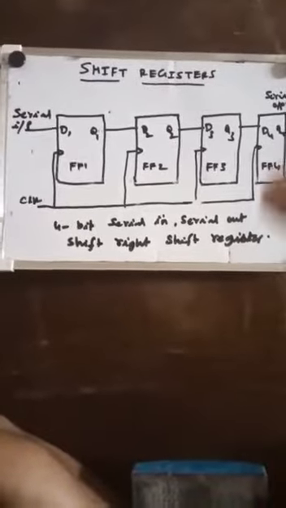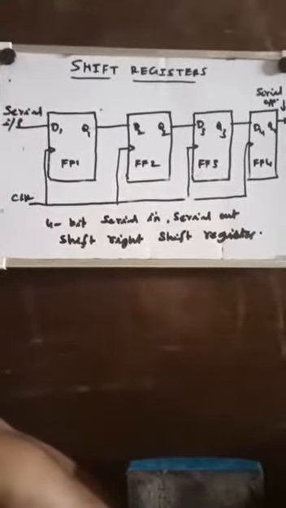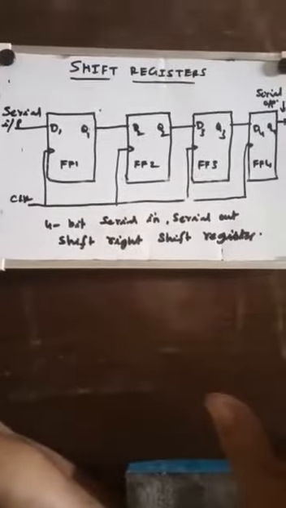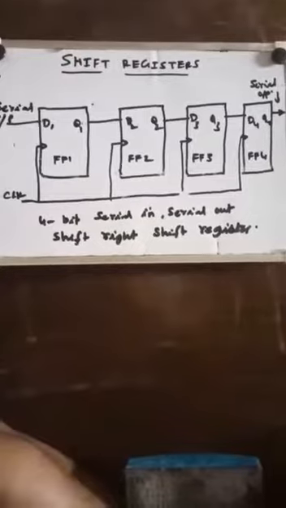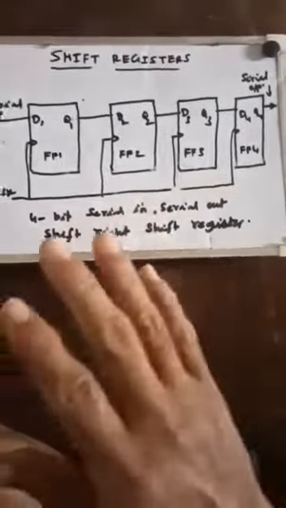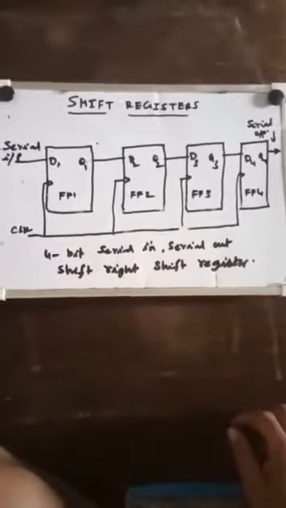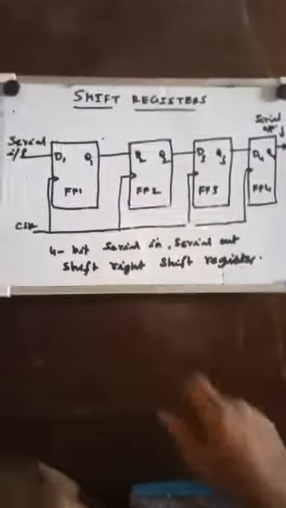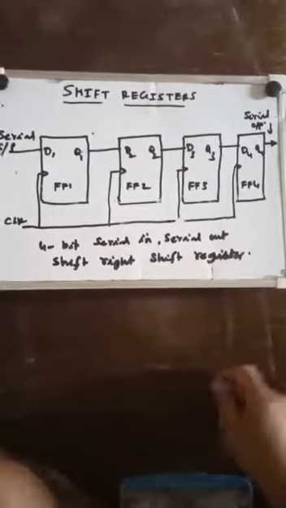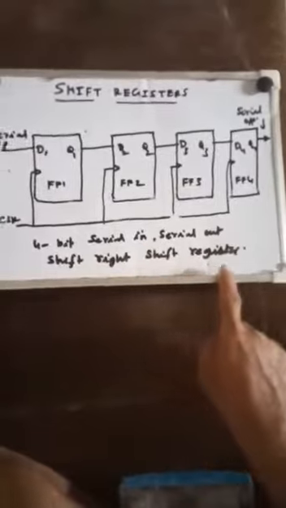Different types of shift registers are there: shift left, serial in, serial out; shift right, serial in, serial out; parallel in, parallel out; shift left, shift right. Thus we have different types of configurations of shift registers. This one comes under the 4-bit serial in, serial out, shift right shift register.